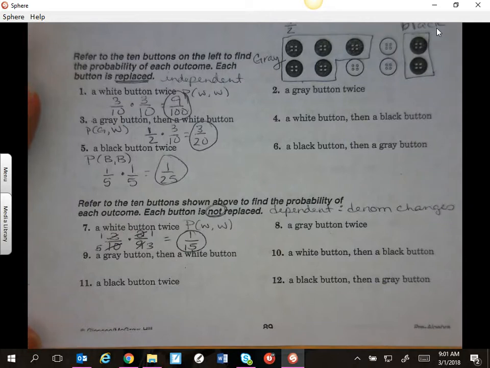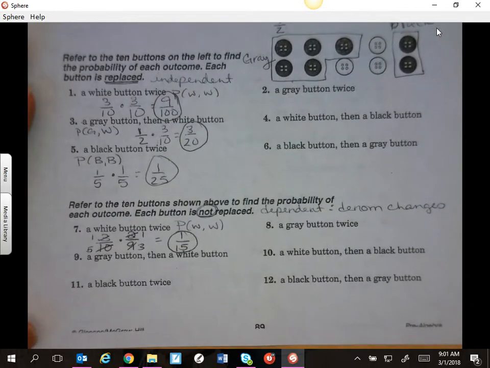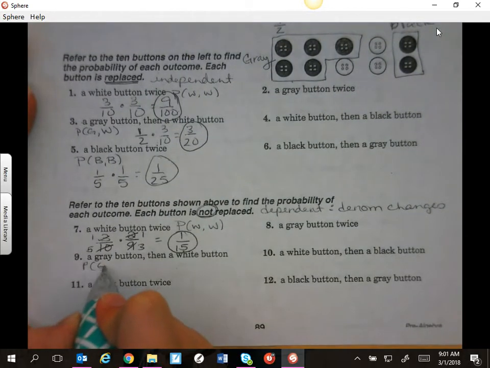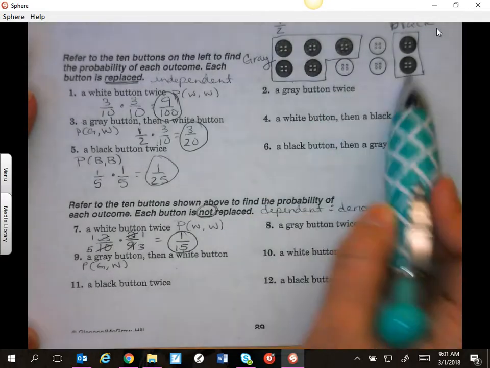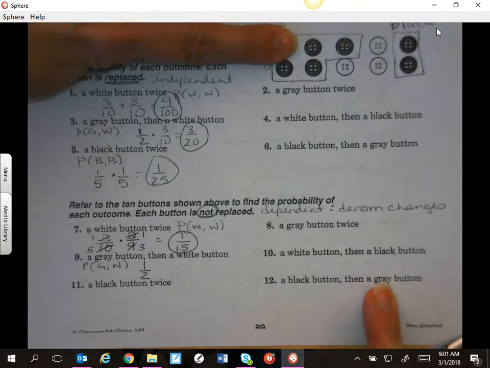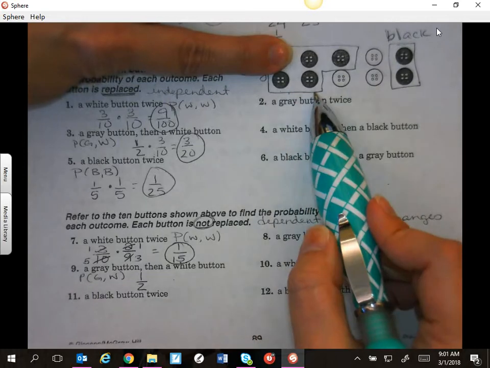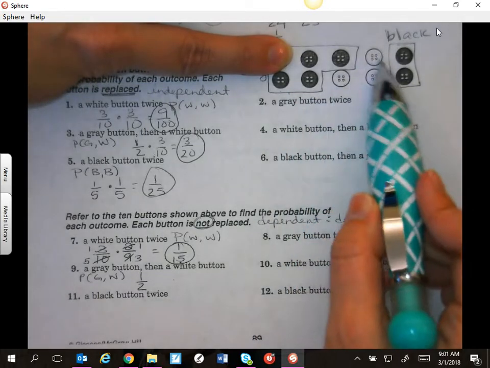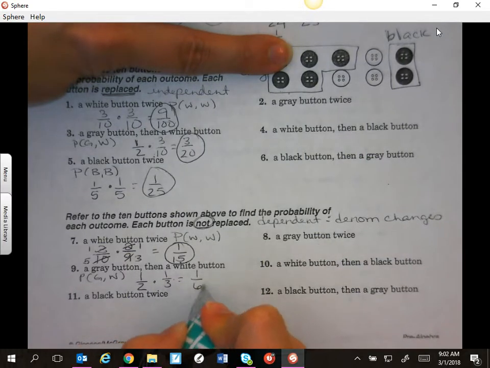So when we go to number 9, we're going to again start with 10. A gray and then a white. So gray, again, we have 5 out of 10, so we have 1/2. But again, we've drawn a gray, and we're not putting it back. So that means now we have 9 buttons, 3 of which are white. Well, 3 out of 9 is 1/3. So the probability of a gray and then a white without replacement is going to be 1/6.